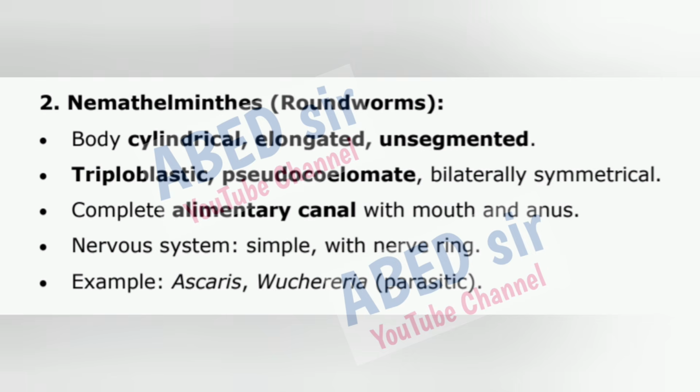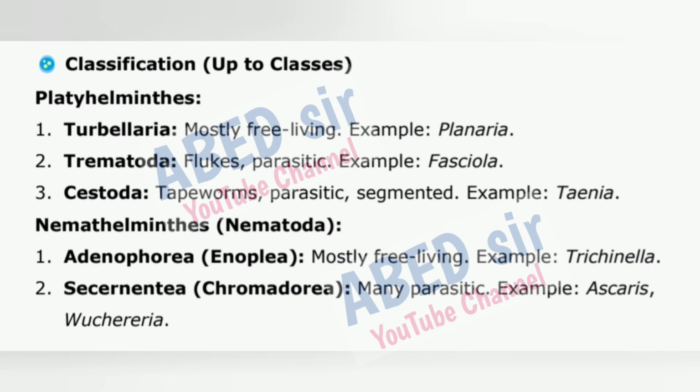2. Nemathelminths, roundworms. Body cylindrical, elongated, unsegmented. Triploblastic, pseudocoelomate, bilaterally symmetrical. Complete alimentary canal with mouth and anus. Nervous system simple, with nerve ring. Example, Ascaris, Wuchereria, parasitic. Classification up to classes.